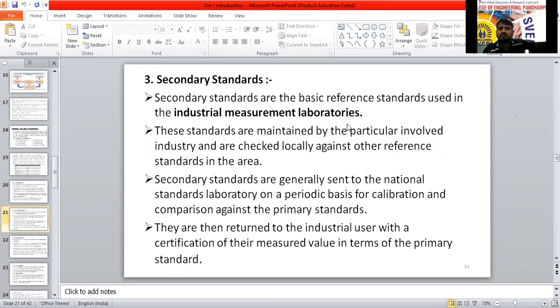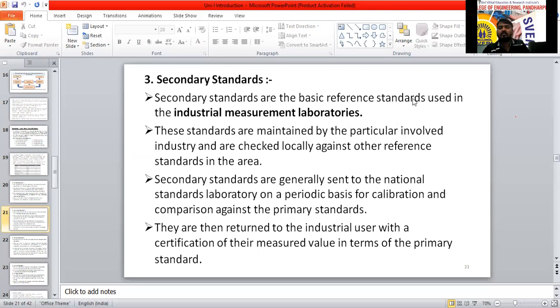Yes, the industries only. Those industries have their own laboratories, but without announcing or launching the product, they will get the confirmation from the national standards, national laboratories. They will check, they will verify, and only then are they going to launch their product. So national standards are applicable to calibrate the industrial laboratories.